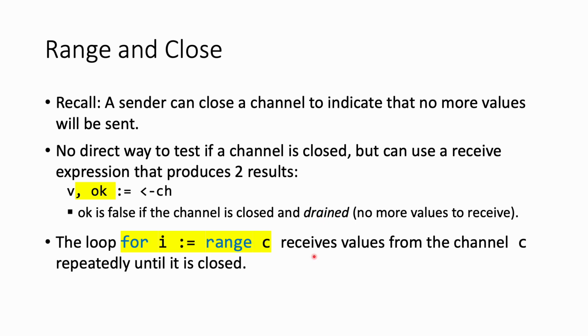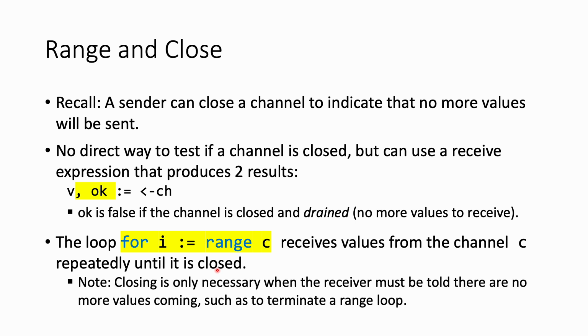You can also use the range operation on a channel. If c is a channel, then the loop for i := range c receives values from the channel c repeatedly until the channel c is closed. Note that channels are not like files. You don't usually need to close them. Closing is only necessary if the receiver must be told there are no more values coming, such as to terminate a range loop like this one.